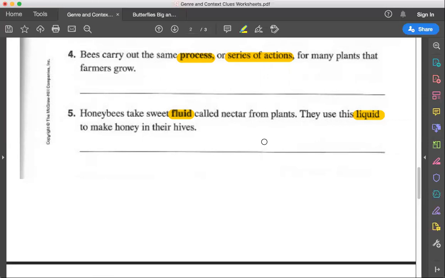Okay, so once you finish this, you can submit this on Class Dojo Portfolio. There are 2 separate spots to submit this. One is for the genre, the other is for the context clues.